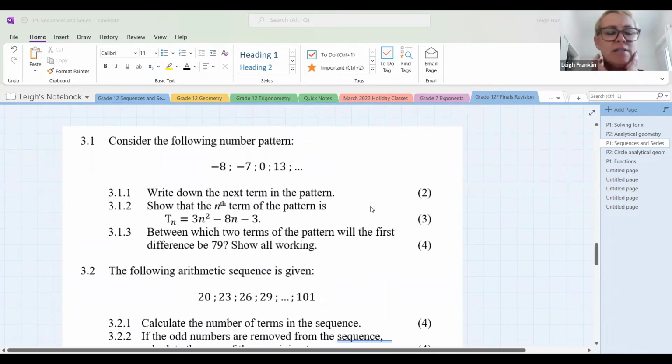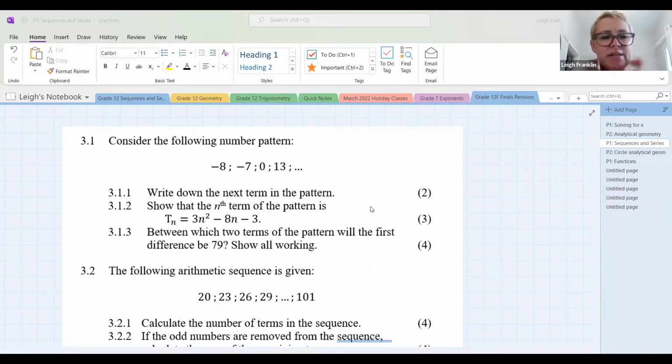Okay, so they give us the following number pattern, and it goes -8, -7, 0, and then 13. They want us to write down the next term in the pattern. So how would we work out what the next term in the pattern is going to be? What would we use? Exactly, Diana. Differences.